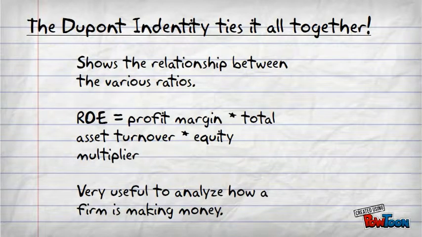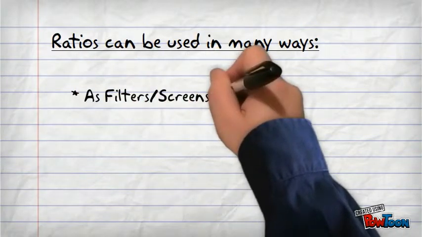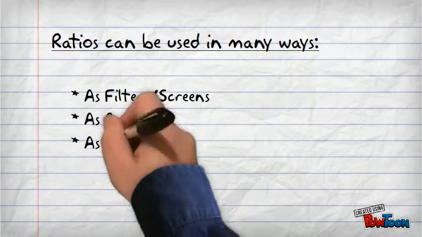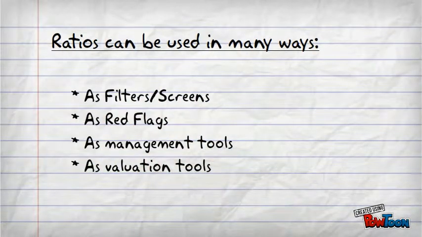ROE and the DuPont identity tie this together very well. ROE is maybe the most important. It looks at profit margin times total asset turnover times the equity multiplier, and it really helps us understand how money is made. Just to review, ratios can be used in many ways: as filters, as red flags, as management tools, and as a valuation tool.